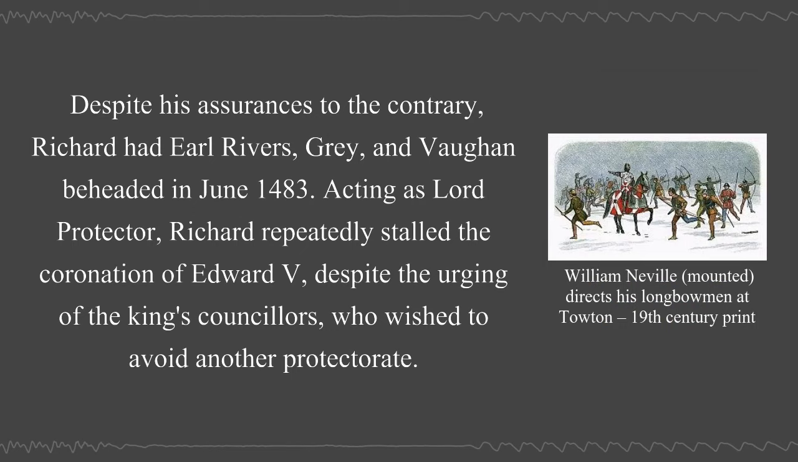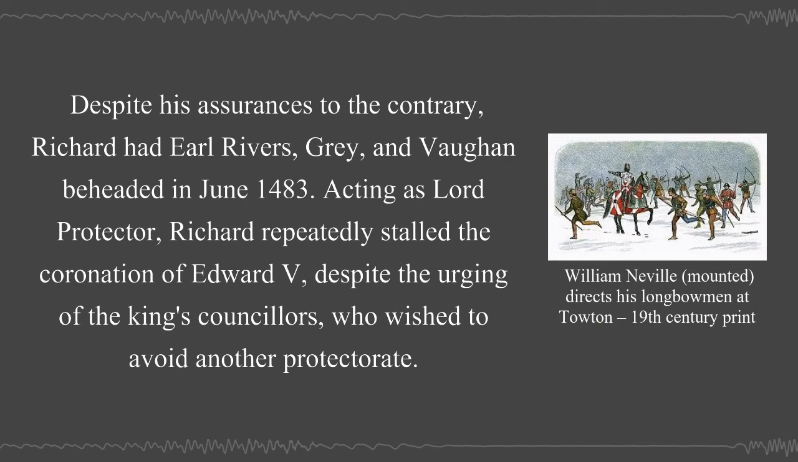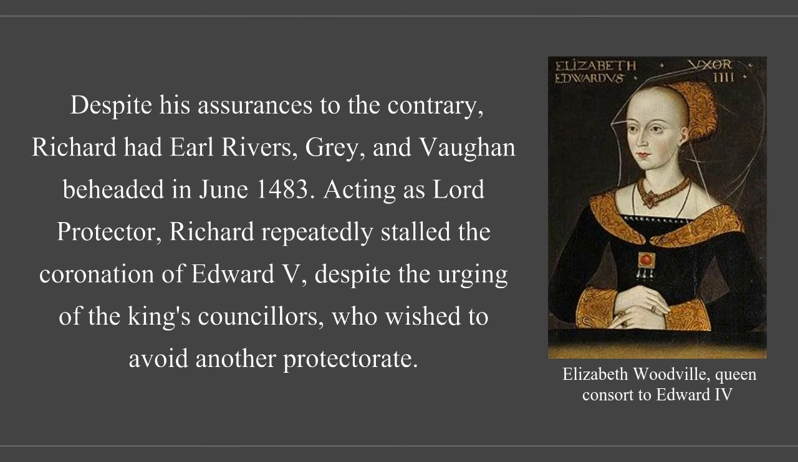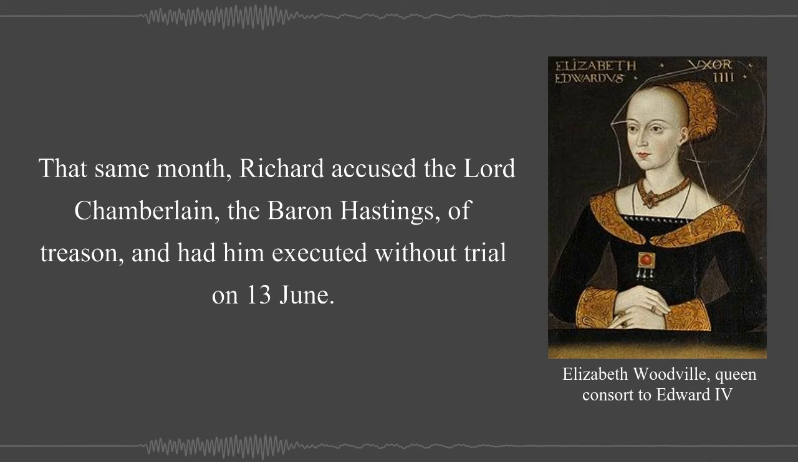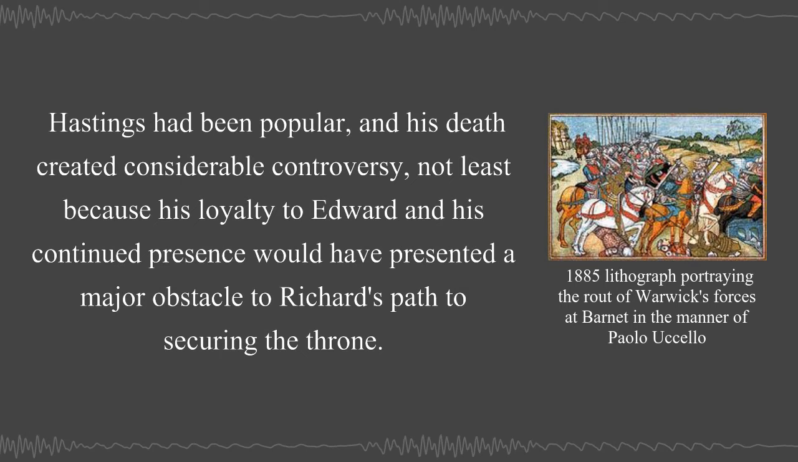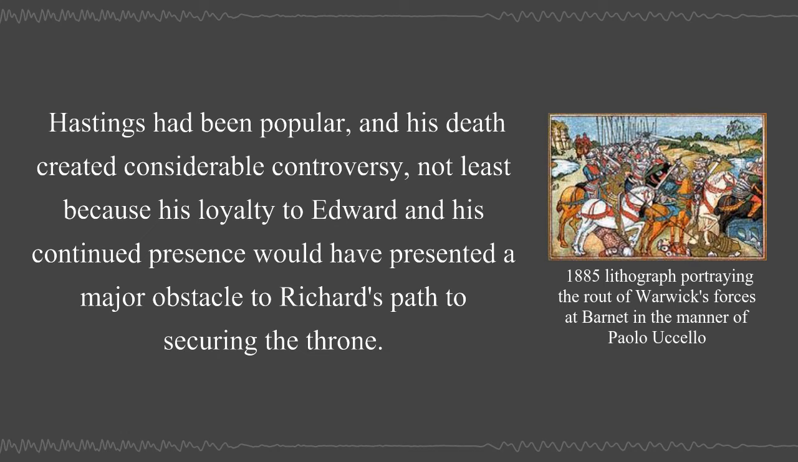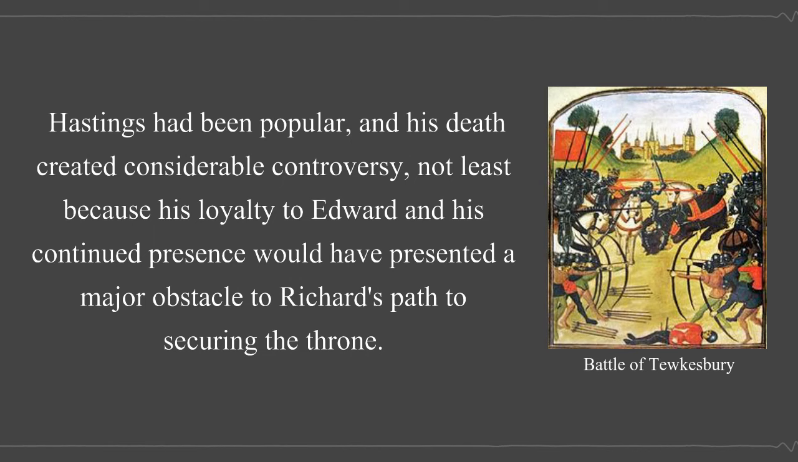Acting as Lord Protector, Richard repeatedly stalled the coronation of Edward V, despite the urging of the king's counselors, who wished to avoid another protectorate. That same month, Richard accused the Lord Chamberlain, the Baron Hastings, of treason, and had him executed without trial on 13 June. Hastings had been popular, and his death created considerable controversy, not least because his loyalty to Edward and his continued presence would have presented a major obstacle to Richard's path to securing the throne.